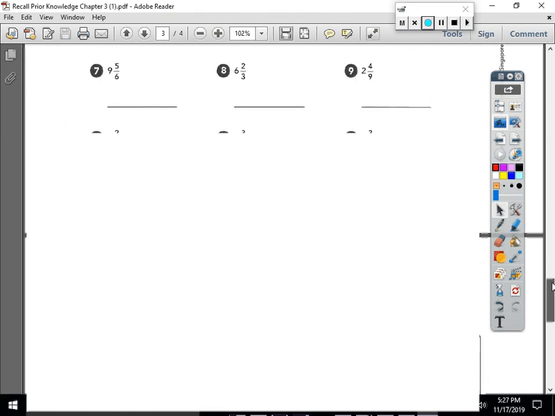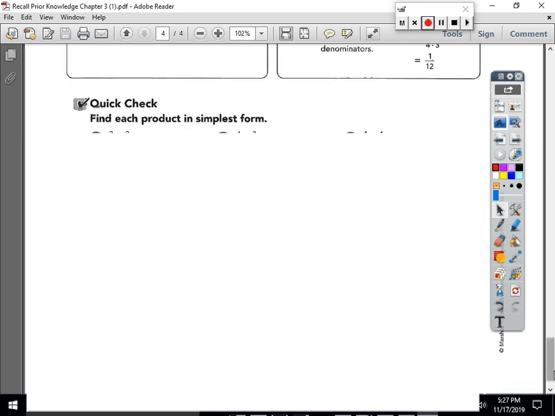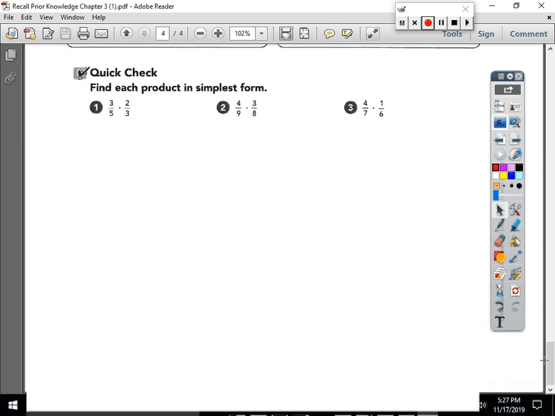Let's move ahead to the next section where it says we're going to multiply some fractions. And I know this is the part that I think my students struggled the most on the other day. So we'll take a quick minute, we'll look at the 3 quick checks at the top and maybe even a problem or 2 below that.